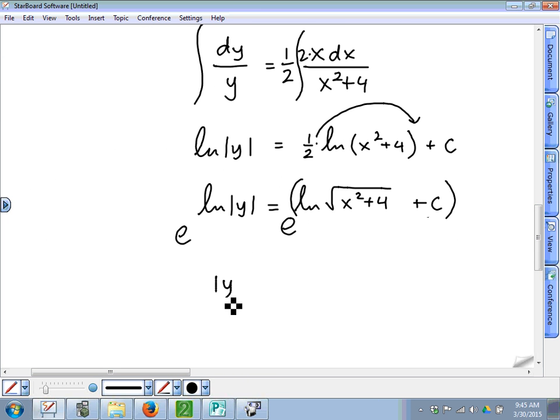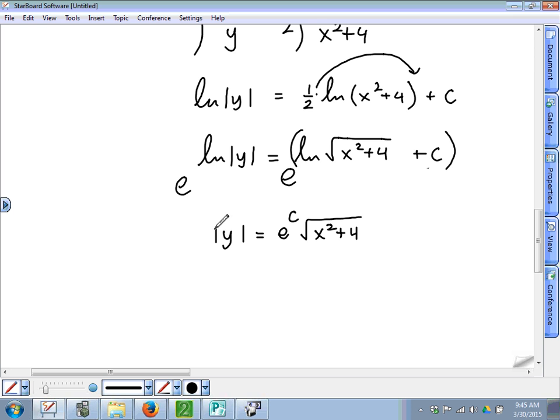So here we have just the absolute value of y. Over here we have e to the c times the square root of x squared plus 4. Now, this absolute value around y means that y could be positive or negative, but when you take the absolute value of it, it would come out as a positive.